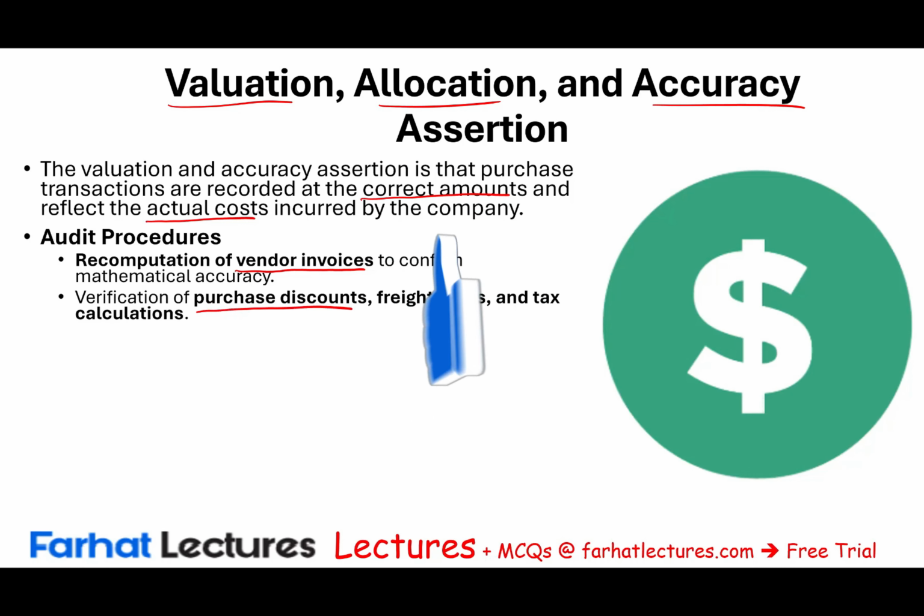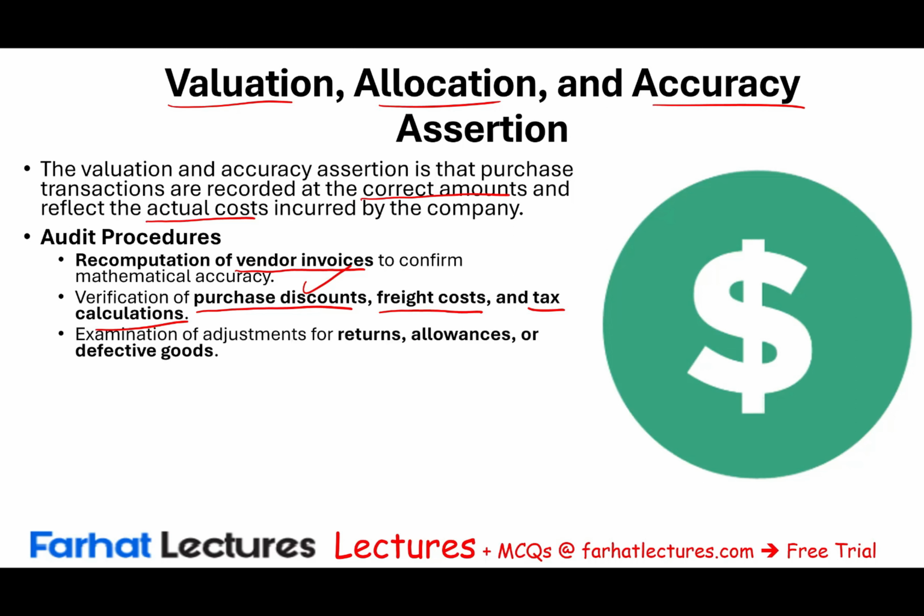Verification of purchase discounts. If they're giving us a purchase discount, we make sure we're taking it and computing the proper discount. If there's any freight cost, it's included in the proper place. Any tax calculation is also computed properly. Also, when we make a purchase, oftentimes we return some items, or the vendor might give us an allowance, or if there are any defective goods, we have to account for that. So we look at these transactions, compute them, and make sure they are recorded properly.